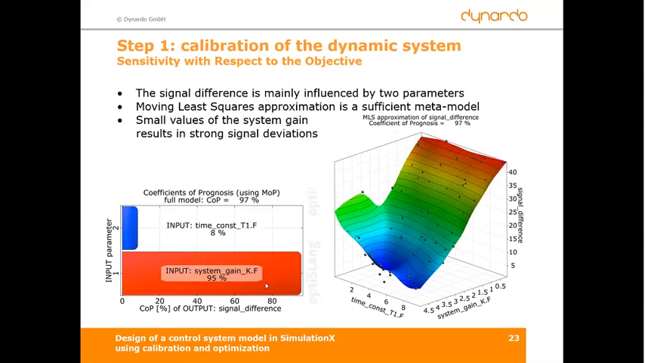The metamodel also shows that only variants with a gain between 3 and 5 result in a small signal difference. Here the signal difference increases with decreasing system gain. The minimum signal difference will probably be in the range between 3 and 5 of system gain and bigger than 2 of the first time constant. Therefore, the design space for the subsequent optimization can be reduced to smaller bounds.